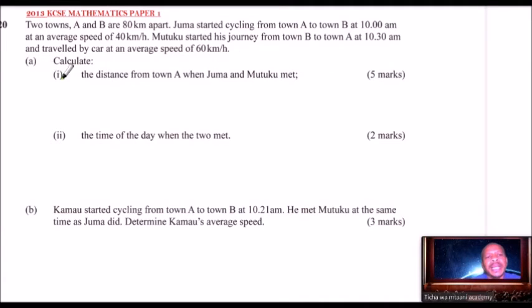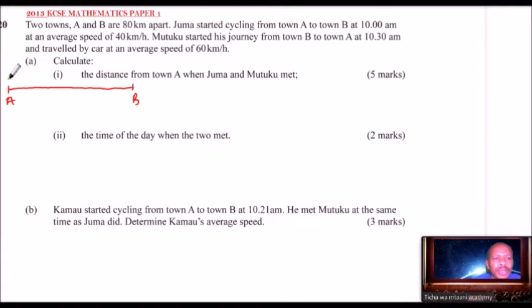Okay, so (a), calculate, Roman number 1, the distance from town A when Juma and Mutuku met. You get 5 marks. So normally when I'm solving this kind of question, I like to make a sketch. So let's say this is the distance from A. We have this is our town A, and this is town B.